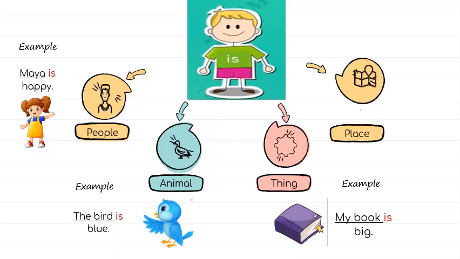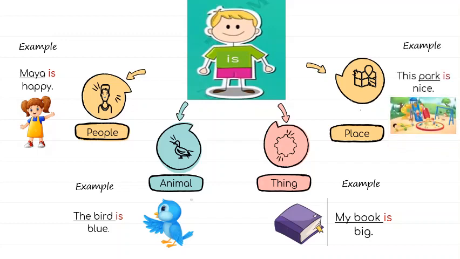Also, is friends with a place. Let's check out the example. Look at the park. What can we say about the park? This park is nice. Can you give another sentence about the park using is? This park is big. Another examples.